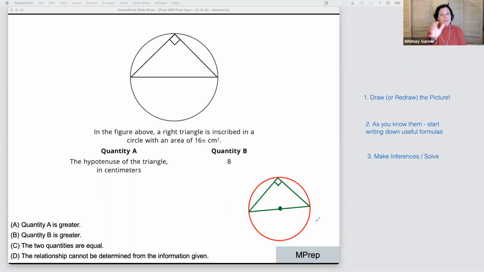Now, for many of you that are used to QC, you might have seen this and thought, oh, that's not going through the diameter. It might not be, I can't trust my eyeballs because stuff's not drawn to scale on the GRE. And so I need to pick something that would be like D.